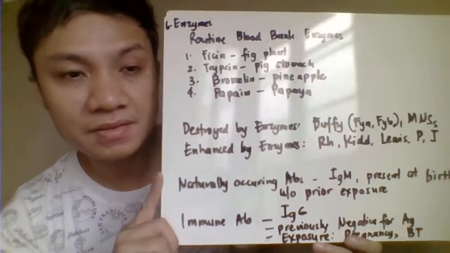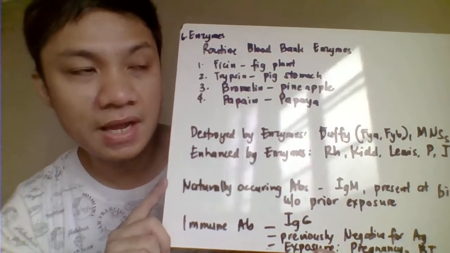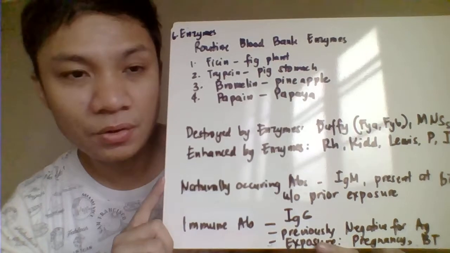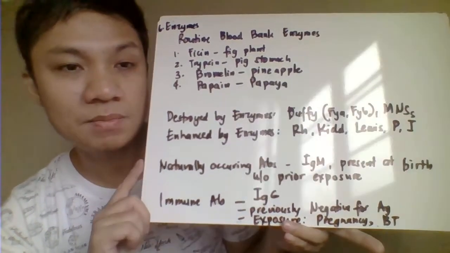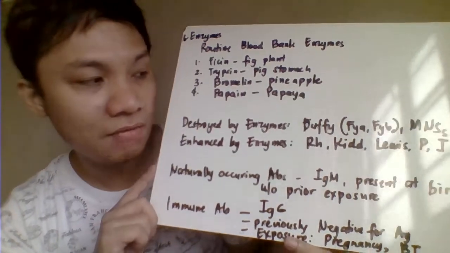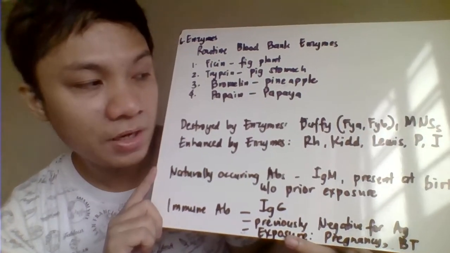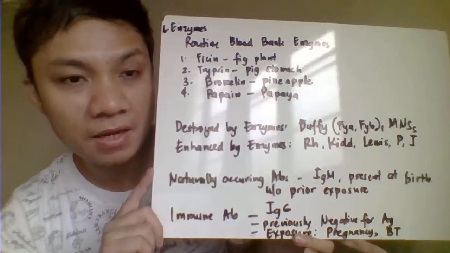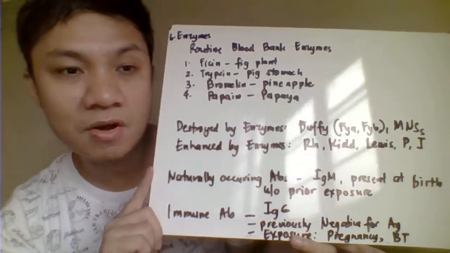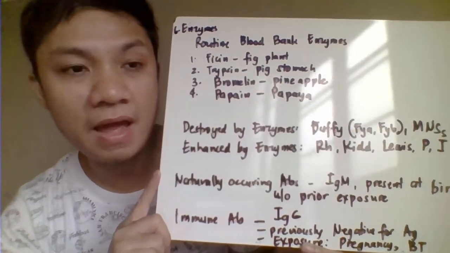So what will be the effects of your routine blood banking enzymes? So it depends here. It could either enhance the reactivity of your antibodies. Those blood group antibodies being enhanced by the addition of your blood bank enzymes are the following: we have your Rh, your Kidd, your Lewis, and the P and the I blood group systems. And the following blood group antibodies, on the other hand, are destroyed by the addition of your enzymes: we have your Duffy, and we also have your M and S.